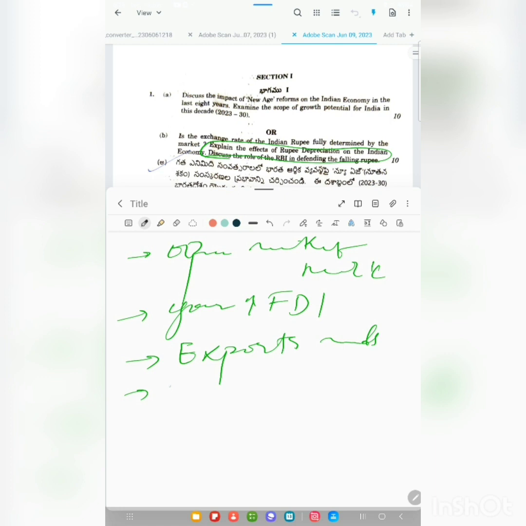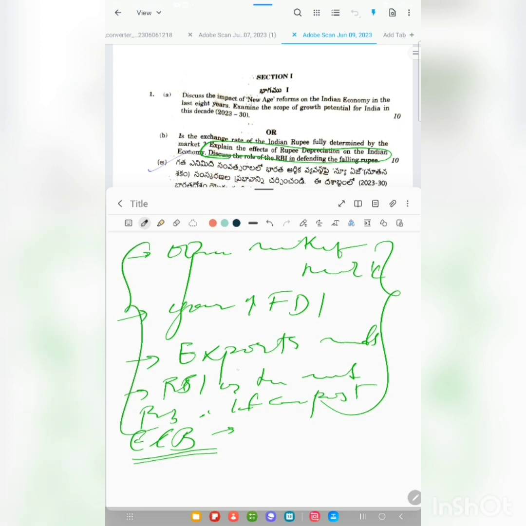Fourth, since RBI is the manager of public debt in India, it can push for external commercial borrowings. So this is one way by how RBI can defend the falling rupee.